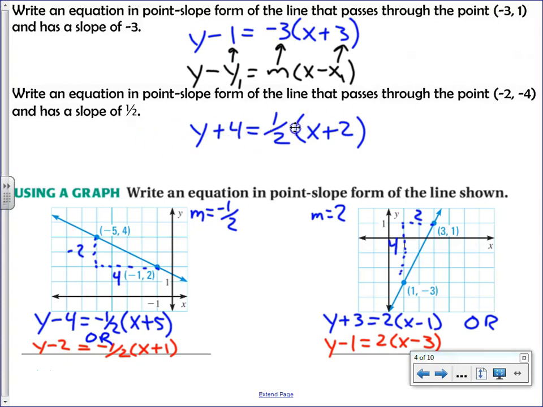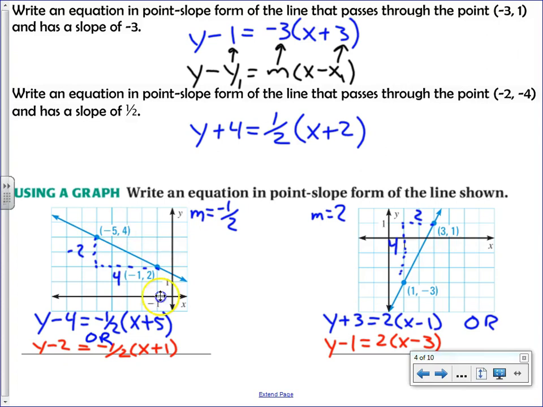Coordinate is negative 2, negative 4. So x minus a negative 2 is x plus 2. Y minus a negative 4 is plus 4. Our slope is 1 half. The next one, we had to find the slope down 2 over 4, which simplifies as negative half.